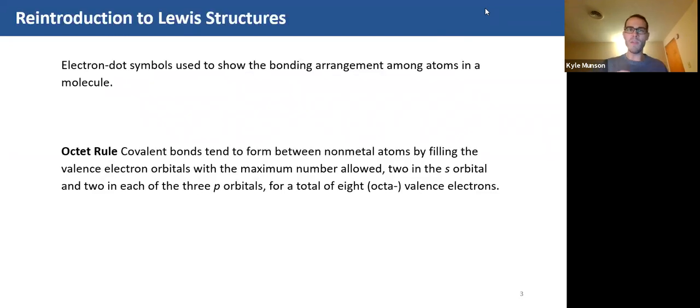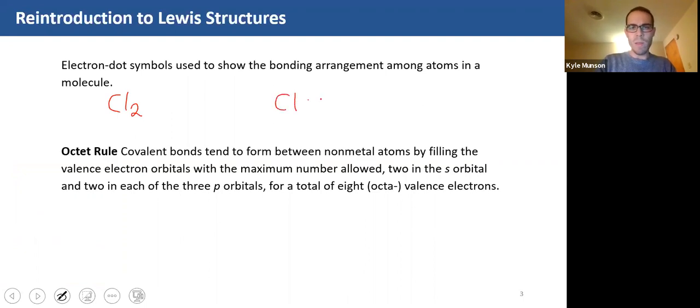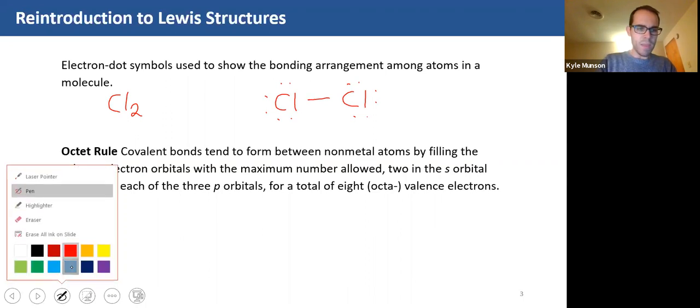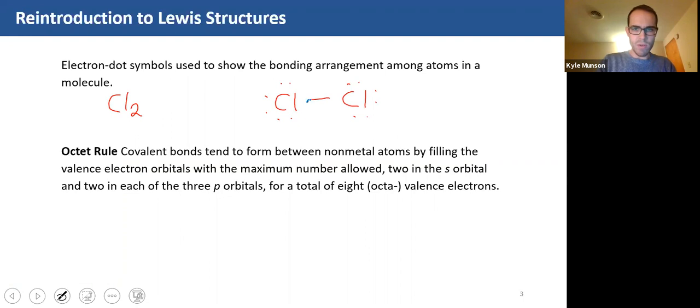And we've seen something similar to this when we were talking about elements that form diatomic molecules. We've seen something called an electron dot symbol used. So it tells us about the bonding arrangements between atoms of a molecule. So we mostly saw it when we were talking about elements like chlorine. If we looked at its bonding, it forms something like this, where this line here represents two electrons that are shared between the atoms of this chlorine molecule. And then these here are lone pairs around the atoms.